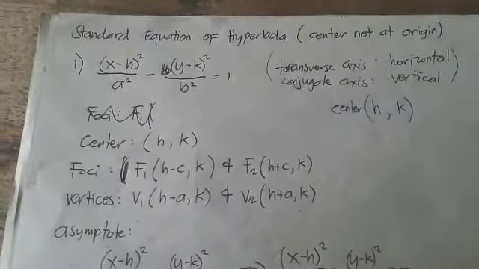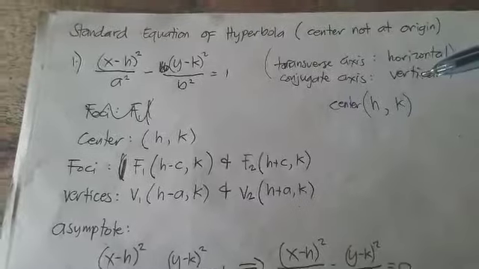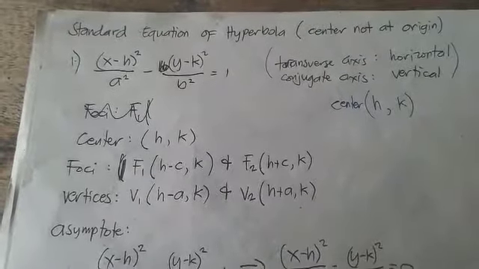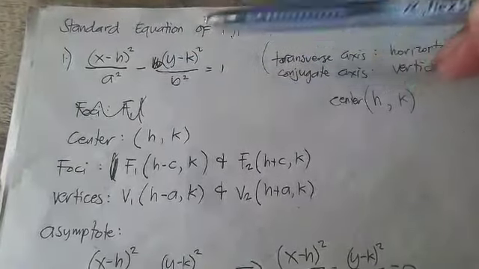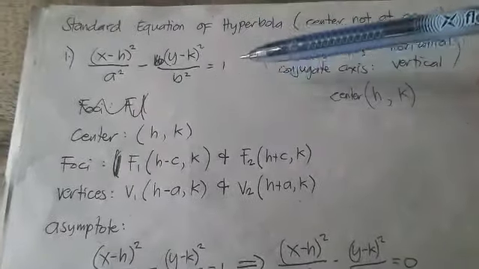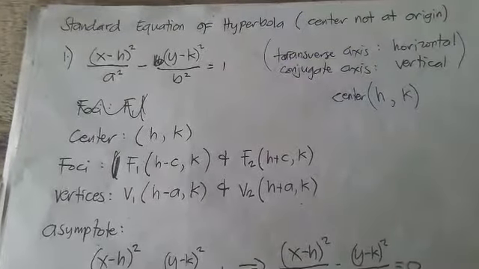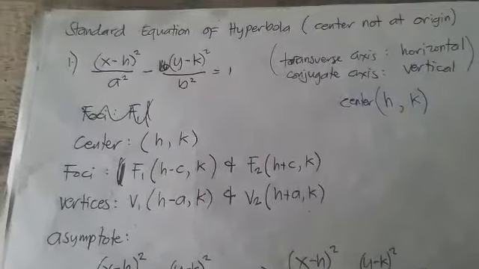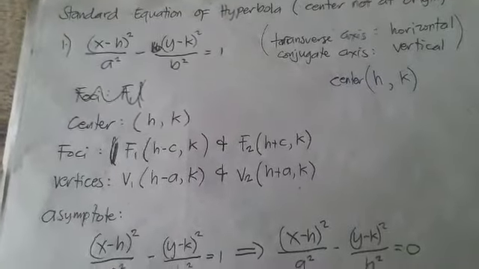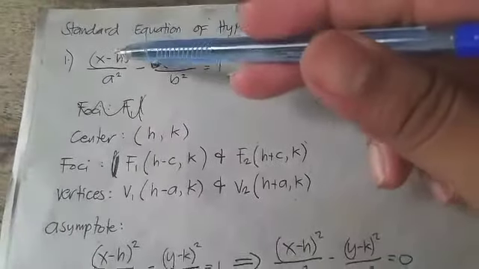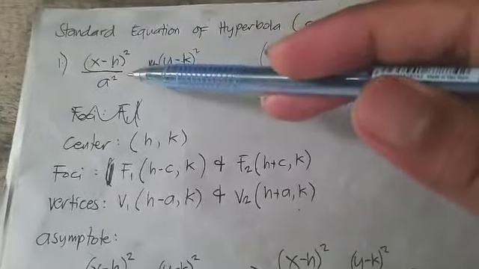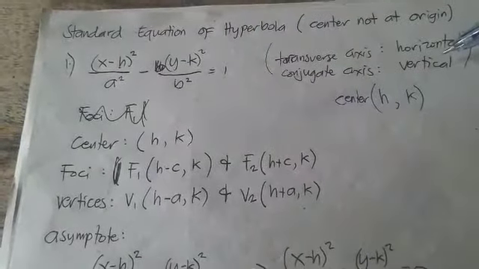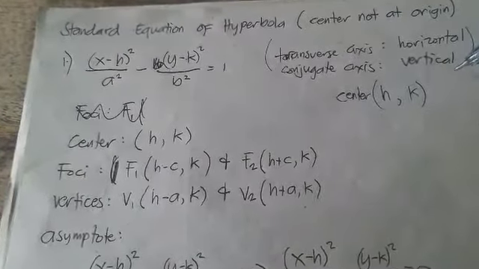Again, we have two equations nga kinahanglan ta mahimong familiar. First, x minus h squared over a squared minus y minus k squared over b squared equal to 1. So, the same lang po siya sa previous about standard equation of hyperbola nga na siya sa origin. It's just na atay gidugang na value ni h o k. So, kung ingani nga equation, our transverse axis is horizontal and our conjugate is vertical.